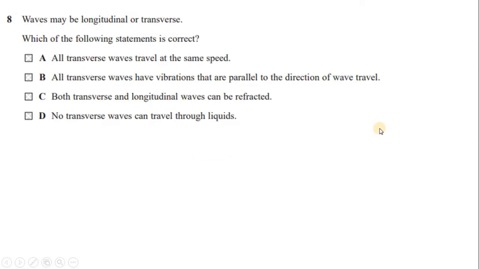Question number 8. Waves may be longitudinal or transverse. Which of the following statements is correct? All transverse waves travel at the same speed. No, it is not necessary. Only electromagnetic waves, which are transverse, travel with the same speed. Otherwise, transverse waves in water move with different speeds. All transverse waves have a vibration that is parallel to the direction. No, this is the definition of longitudinal, not transverse.